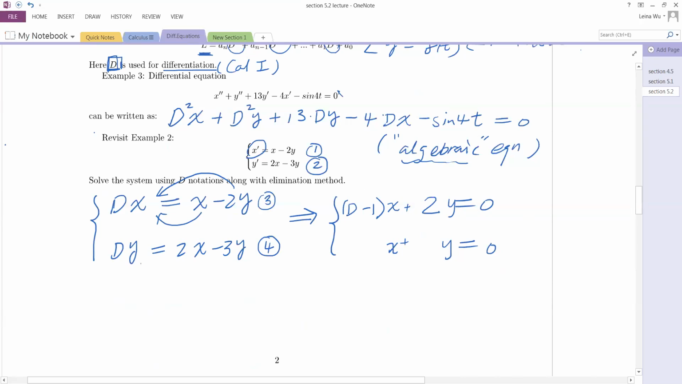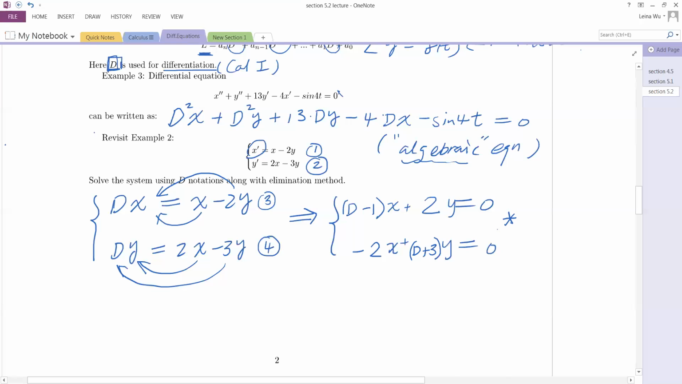Same thing for equation 4. I'm going to move this 2x to the left and move this negative 3y to the left. So I should have negative 2x plus (D plus 3)y equals 0. Is that good? Yeah.